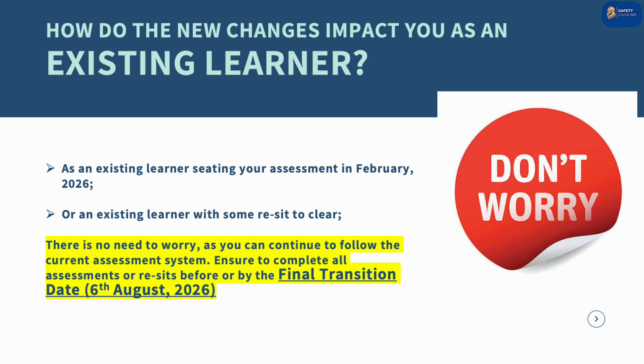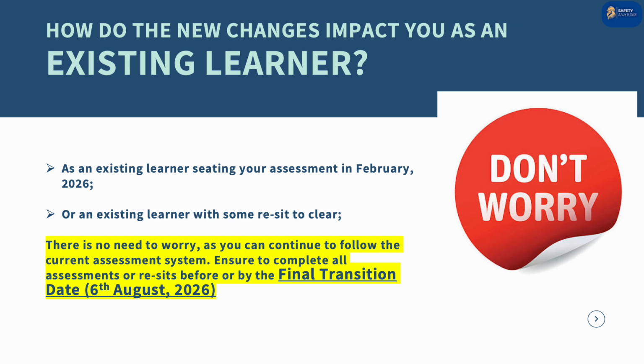So, if you are an existing learner sitting your assessment in February, you have started a process and you have been booked to write the exam in February 2026, or you are an existing learner with some referrals to clear, you don't have to worry much. All that you have to do is to continue to follow the current assessment system. Make sure you complete all the assessments or any referrals before or by the final transition date, which is 6th August 2026.